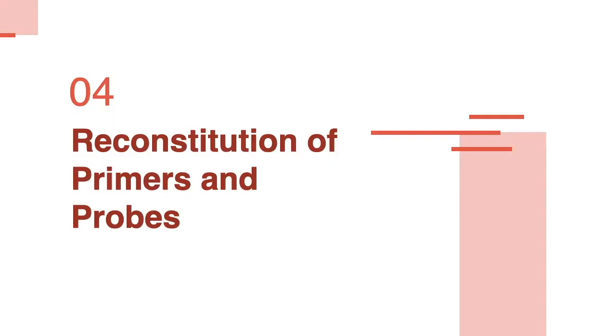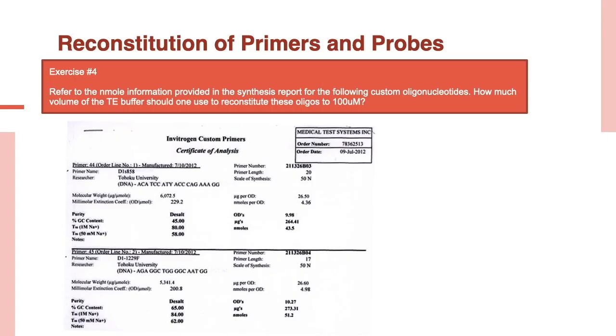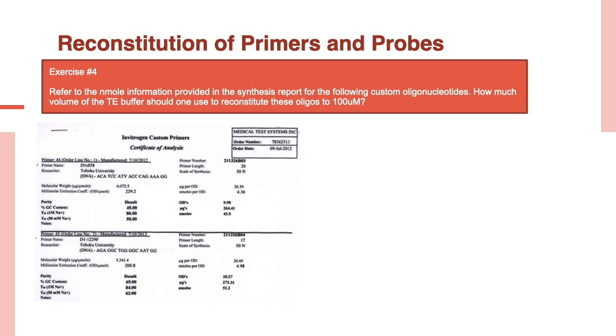Next is the reconstitution of primers and probes. Refer to the nmol information provided in the synthesis report for the following custom oligonucleotides. How much volume of the TE buffer should one use to reconstitute these oligos to 100 micromolar? As we can see in the synthesis report, we have two given primers. Let us first solve the primer D1S858.